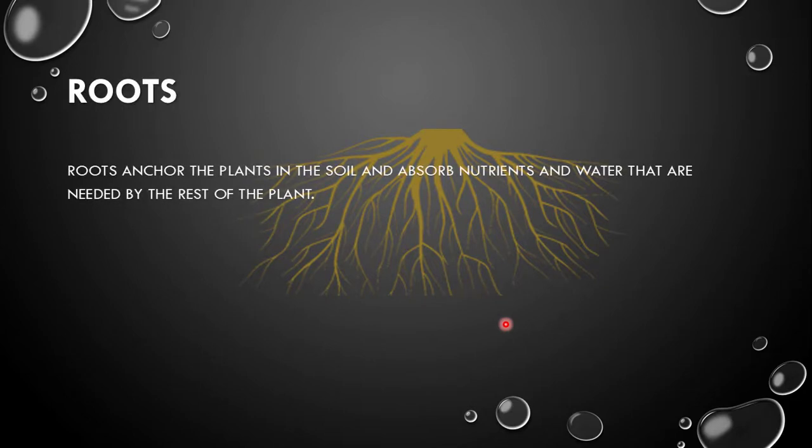The roots. Roots, as we are seeing in the photo, anchor the plants in the soil and absorb nutrients and water that are needed by the rest of the plant. So the roots search for water and nutrients from the soil and then send them to the other parts of the plant. They also anchor the plants in the soil. That is, they hold the plant firm in the soil. So without the roots, the plants or trees won't be able to stand; they will all fall.